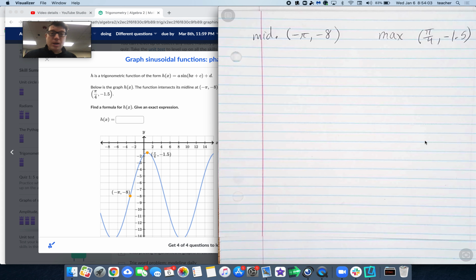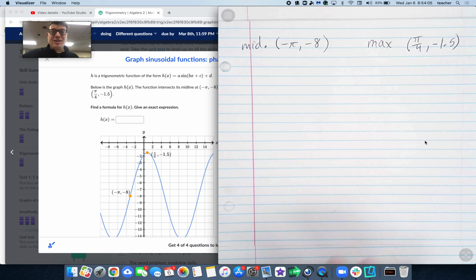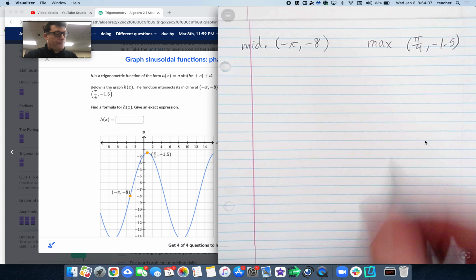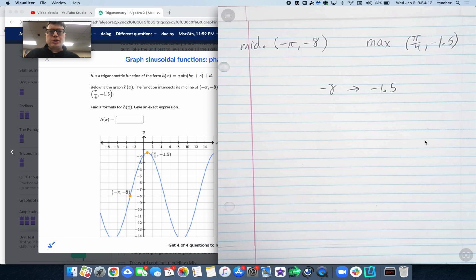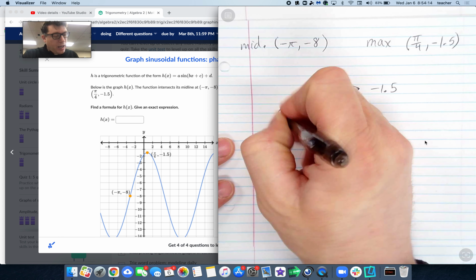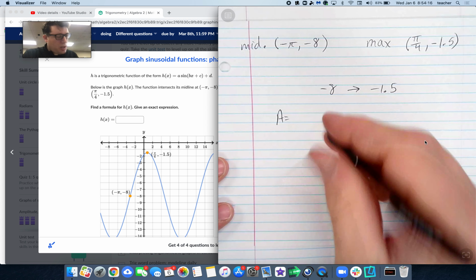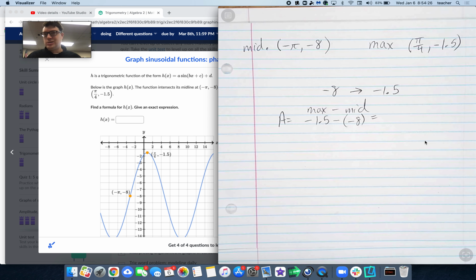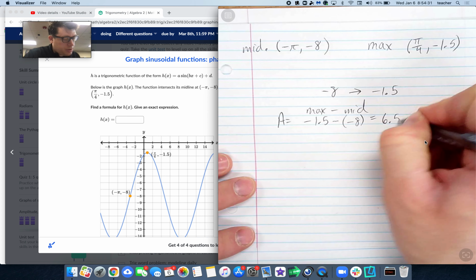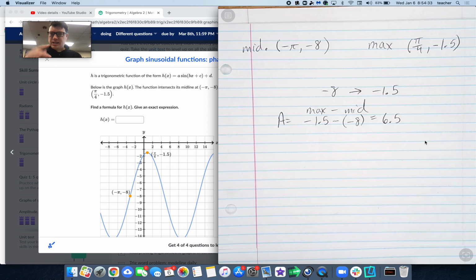The fact is that from our midline to our maximum is the amplitude. So to go from -8 to -1.5, we need to just determine that change, and that'll tell us A. A equals, let's start with max, -1.5, take away the midline. So max minus mid. And calculate that. I'm going to do it mentally. 6.5. That's our amplitude.